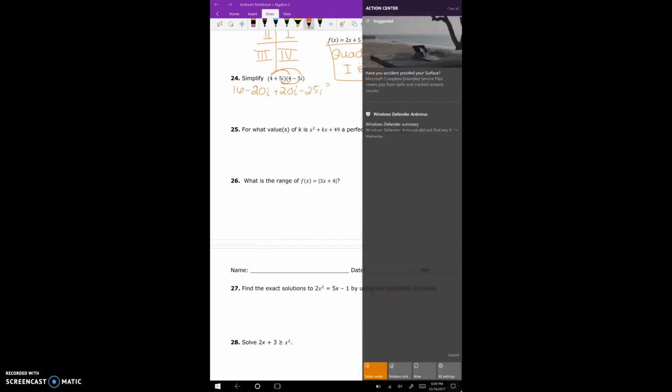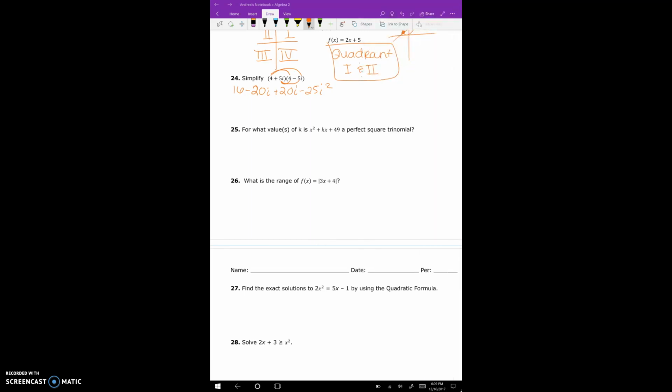Because these are conjugates, my middle terms here actually cancel. Negative 20i plus 20i, those cancel each other. So I have 16 minus 25i squared. One thing we know about i squared, however, is that i squared equals negative 1. So I have 16 minus 25 times negative 1, which is 16 plus 25, which turns out to be 41.